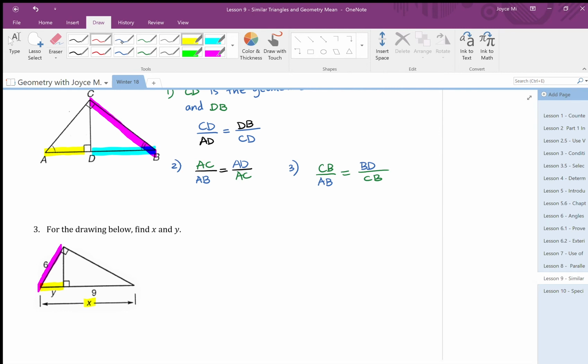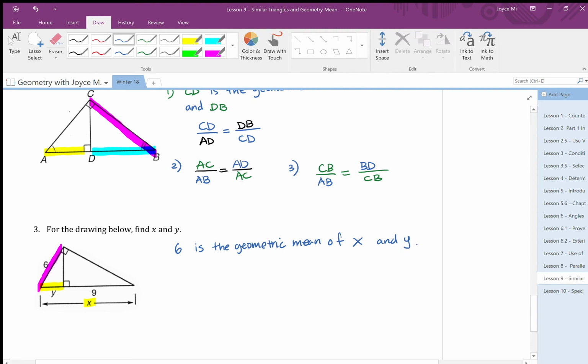So I can rewrite this. I can say 6, which is the leg here, 6 is the geometric mean of the segment of the hypotenuse, in this case x, and the segment adjacent to that leg. Again, the segment adjacent to that leg here is y.